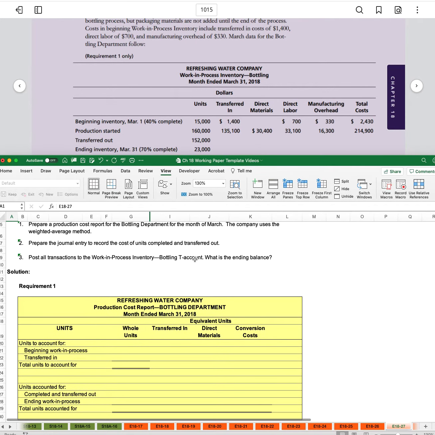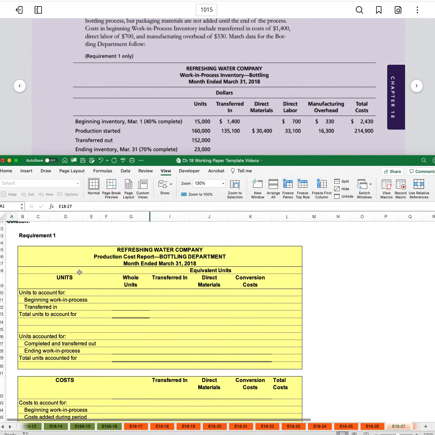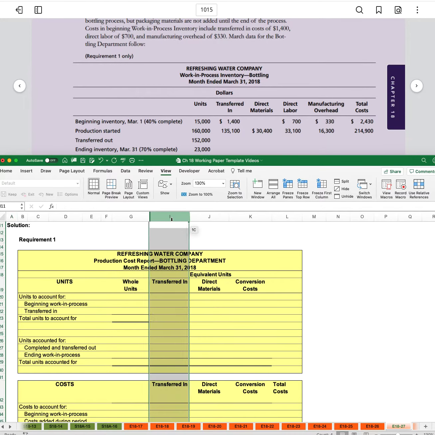And then we might still have to do some scrolling. So we're going to start out with our production cost report. We always start out with the table focusing on units. And so now we have whole units, but also this transferred in column, which we didn't have in the previous production report when we were doing a first department. Now that we're doing a second department, we have transferred in. So let's start with the whole units, our beginning WIP.